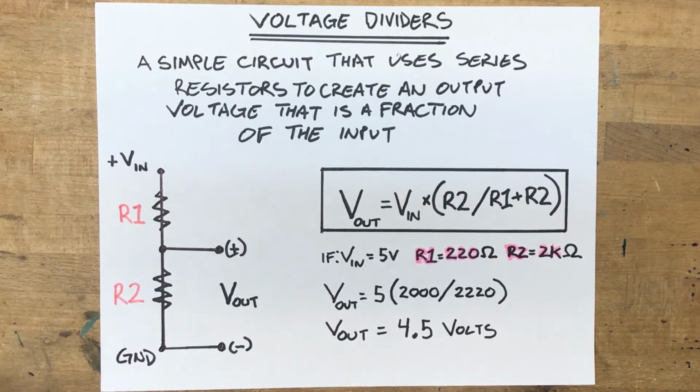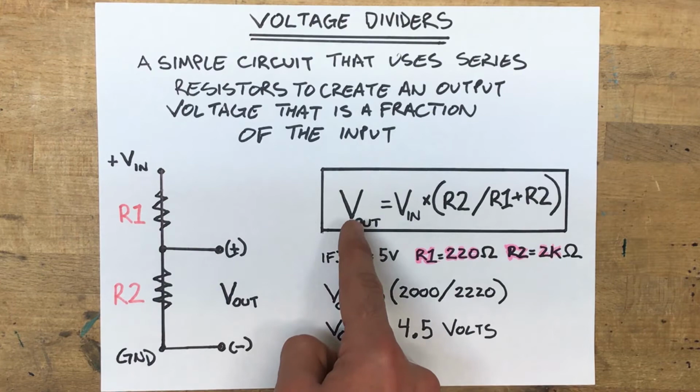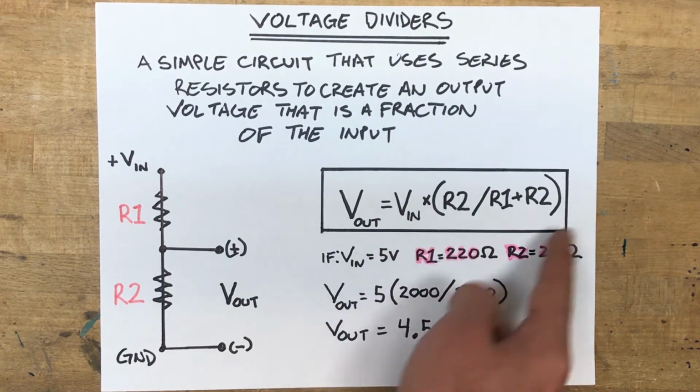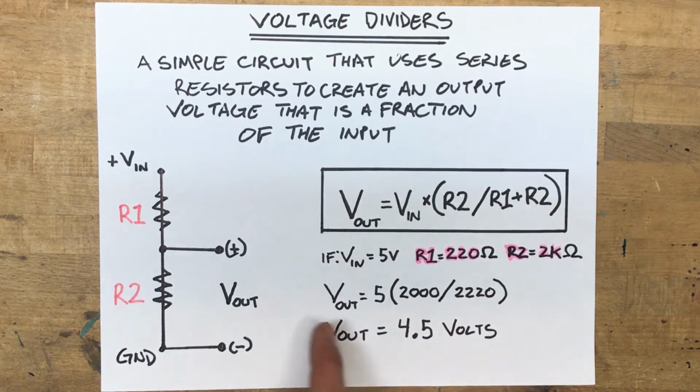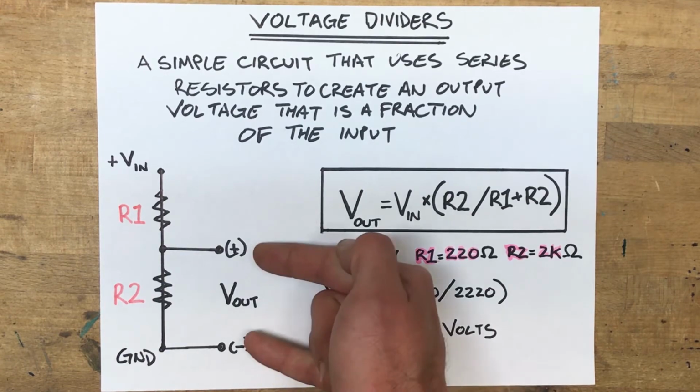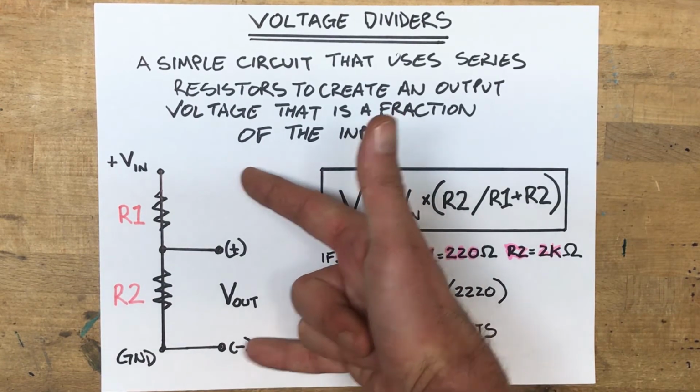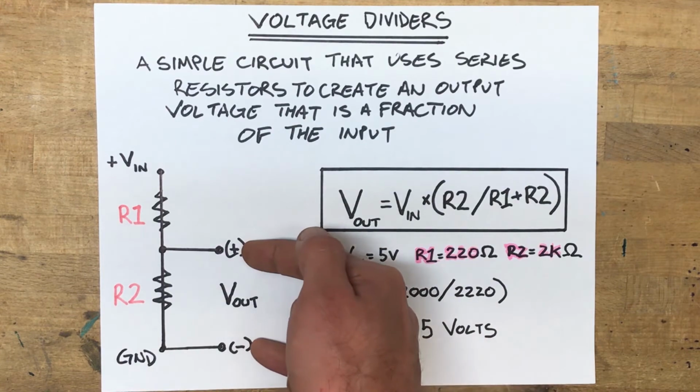So that relationship, when I say it's fractional, so the output voltage is equal to input times a fraction of the relationship between the resistors. So if our input voltage is 5 volts, R1 is 220 ohms, and R2 is 2000 ohms, we can see that equation becomes this, and then equals out to 4.5 volts. So if measuring out here with an input of 5, this will measure 4.5 volts.